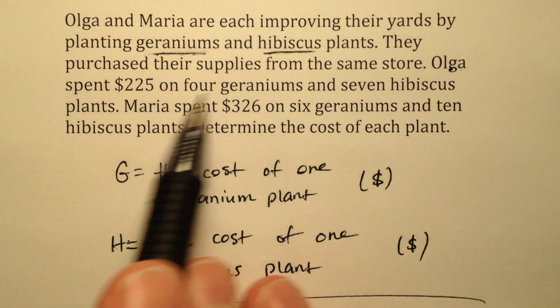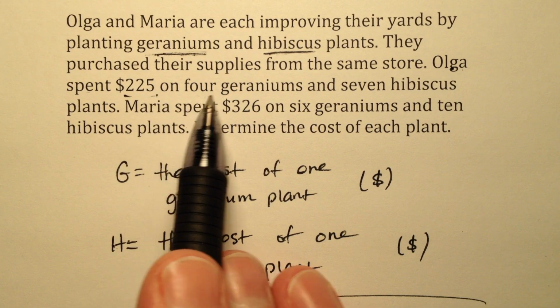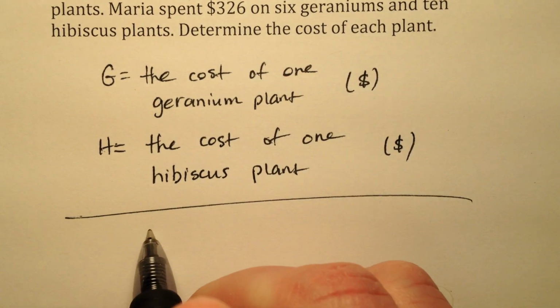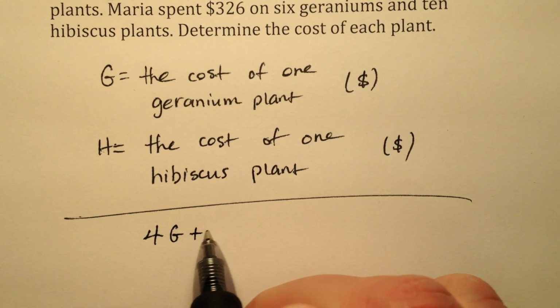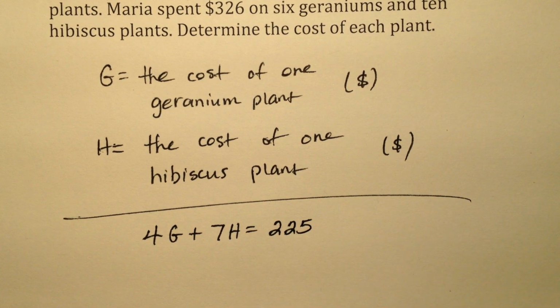So we know that Olga spent $225, and she did so on 4 geraniums and 7 hibiscus plants. So we can say 4 geraniums and 7 hibiscus plants cost $225.